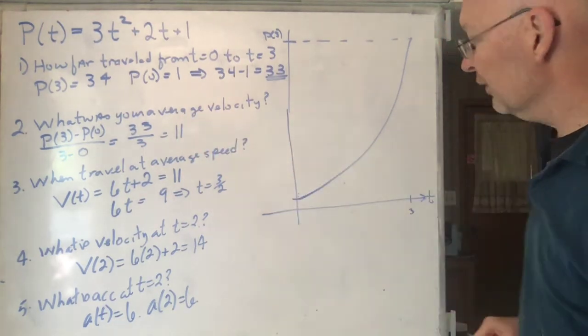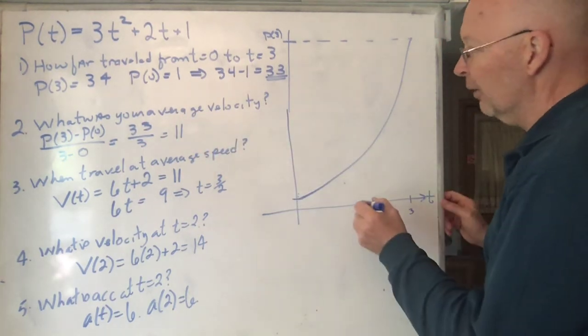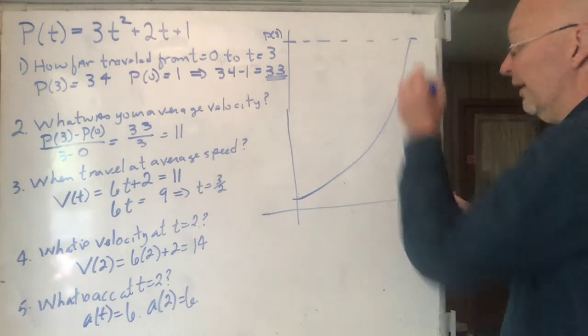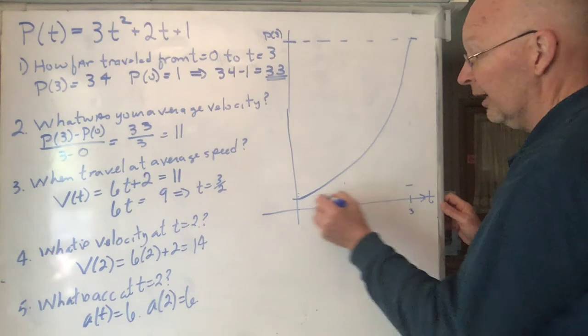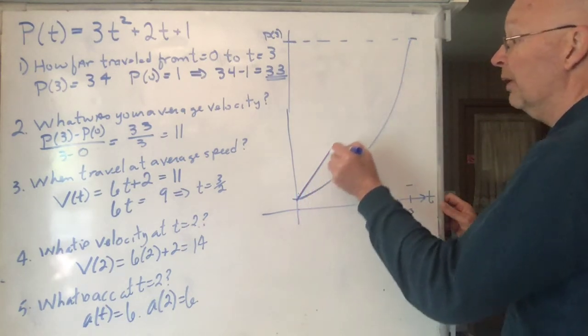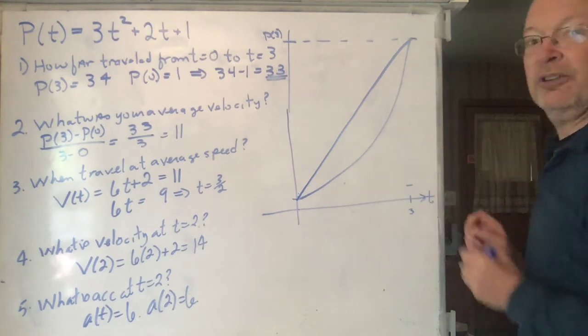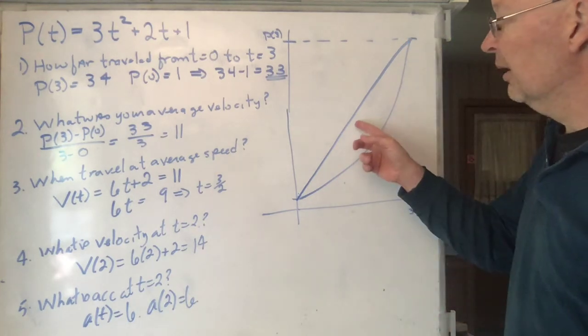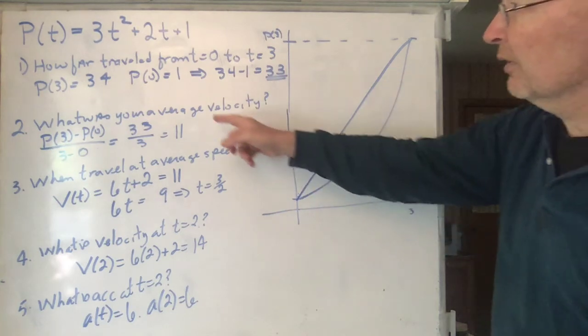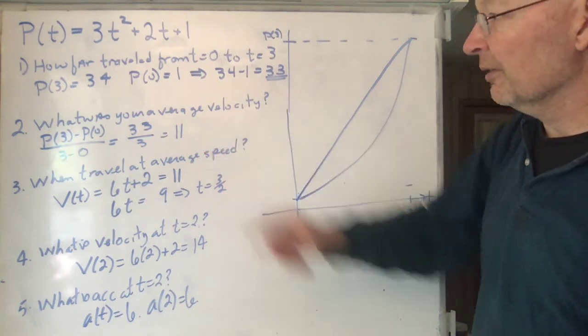What was your average velocity? Well, think about what we did there. If you take the distance you travel divided by your time, you're taking this divided by this, you're finding the slope of this line. So this is basically your mean value theorem for derivatives right here, right? You're finding the average slope right there. The average slope was 11.